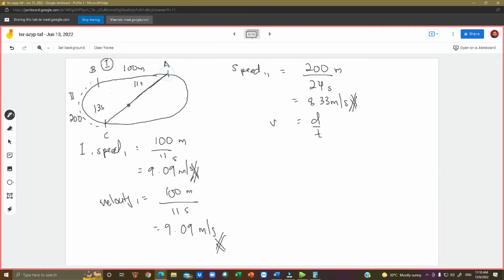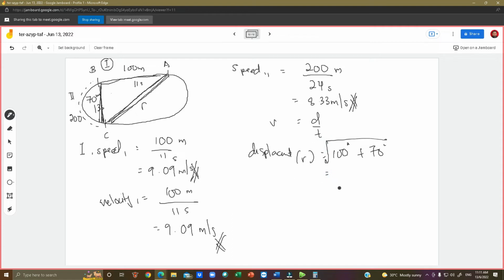Thus, what is R? Let's assume this one we already know is 100 meter, and for this one we assume the distance is about 70 meter. So, what is R? The displacement, or R, equals the square root of 100 squared plus 70 squared.